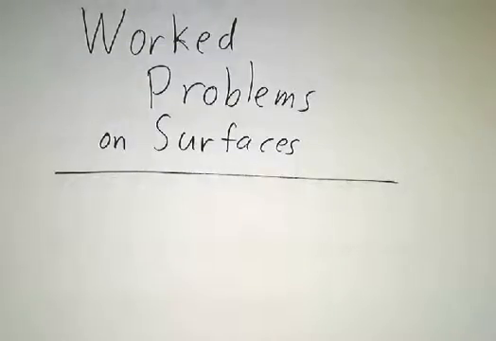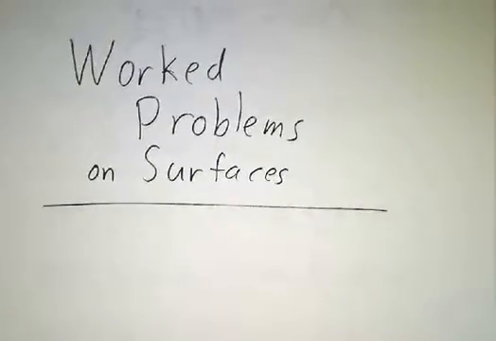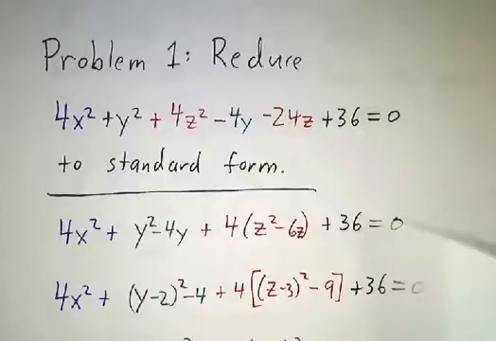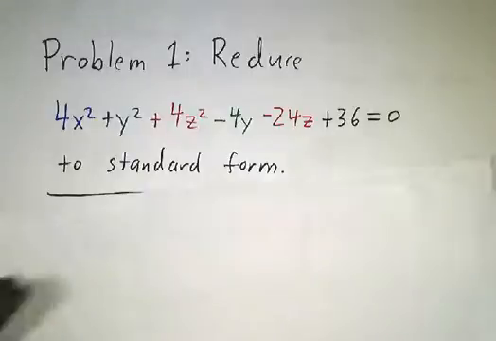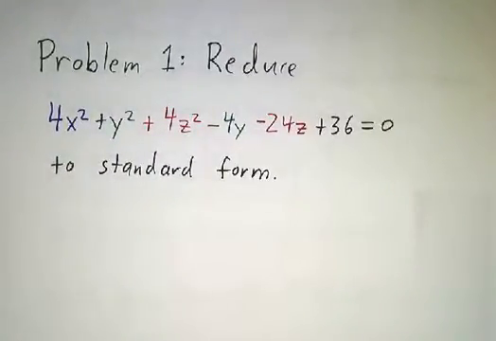Okay, now that we've got the theory of surfaces, we understand the equations of them, we understand how to get insight using traces, let's do some problems to understand surfaces, and in particular to understand quadric surfaces. So the first one is we're going to take an equation, we want to put it in reduced form, and we want to understand what is this surface.